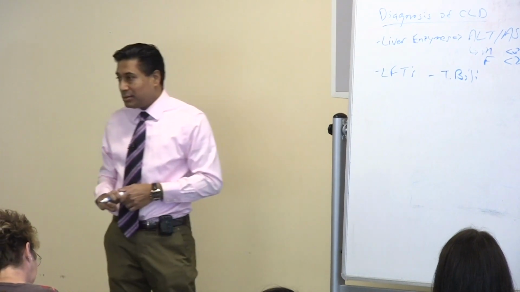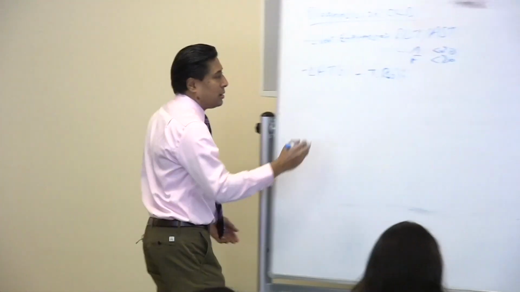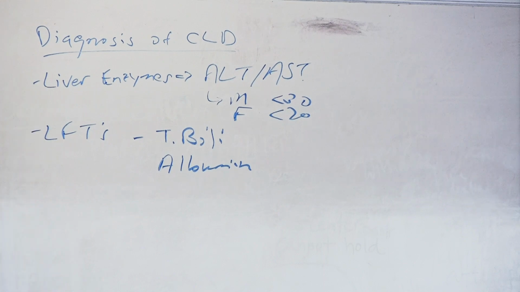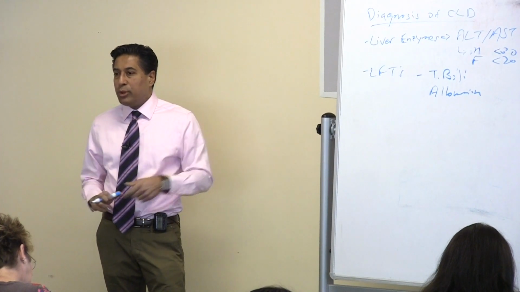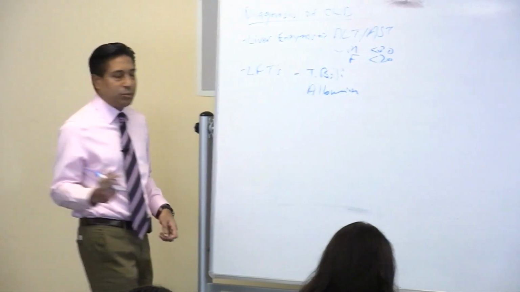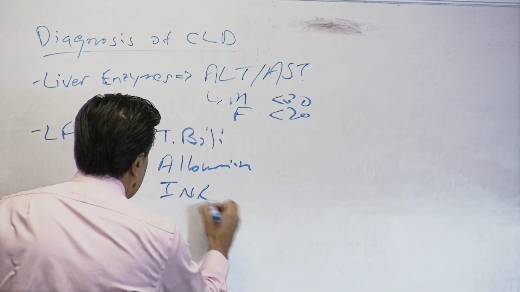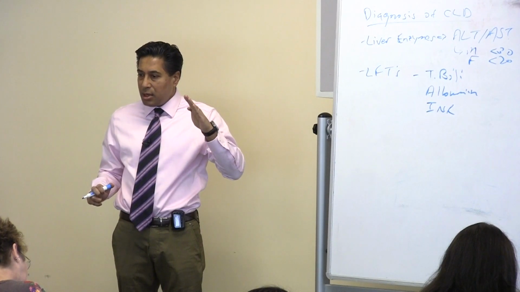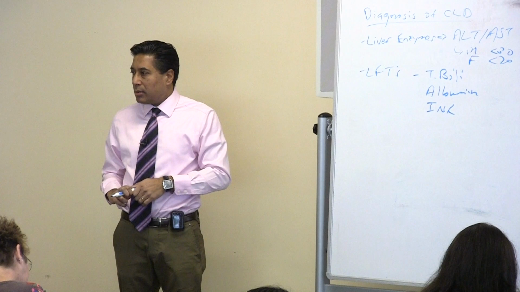So synthetic function, so producing things, albumin, right? Albumin is a protein, and it's highly sensitive in terms of the liver producing it. So if your liver is ill and not functioning, albumin will go down. Another one that is dependent on protein production is clotting. So INR, right? When you can't produce the proteins you need, your INR, which is based on proteins and factors for coagulation, will start going up, okay?